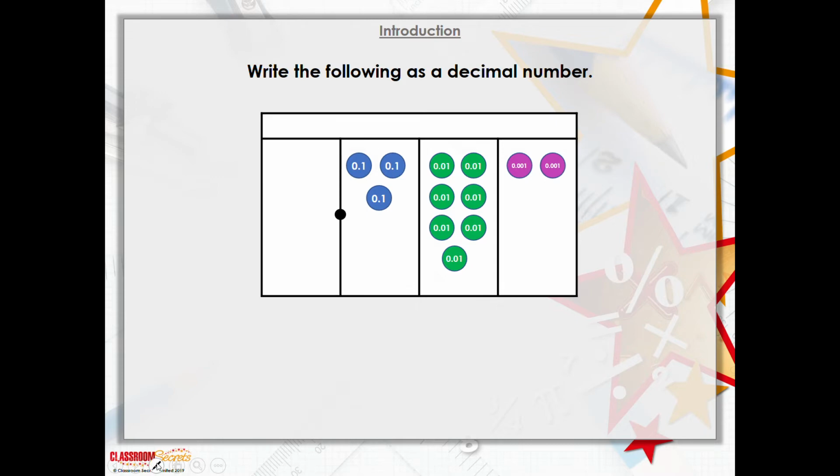Little introduction activity then. First of all, write the following as a decimal number. So they can see some place value counters. Have a little go. What does that look like as a decimal number? I'll give you 10 seconds. And 3, 2, 1. So don't forget we need our 0 in our ones column. 0 point. How many tenths do we have? We have 3 tenths. How many hundredths? 1, 2, 3, 4, 5, 6, 7. 7 hundredths and 2 thousandths. So 0.372. Well done if you got that one correct.